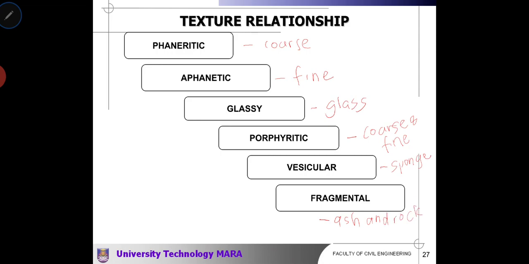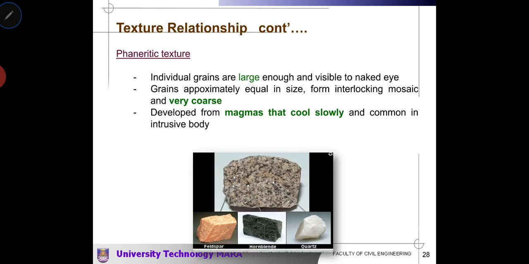So let's look into the individual textures of igneous rock. This is what we call phaneritic texture. So for remembrance, this is coarse grain texture. Coarse grain means that it's big enough for our eyes to see, and because the individual grain is big, we know that the cooling process is very slow because it allows for the crystallization to happen.